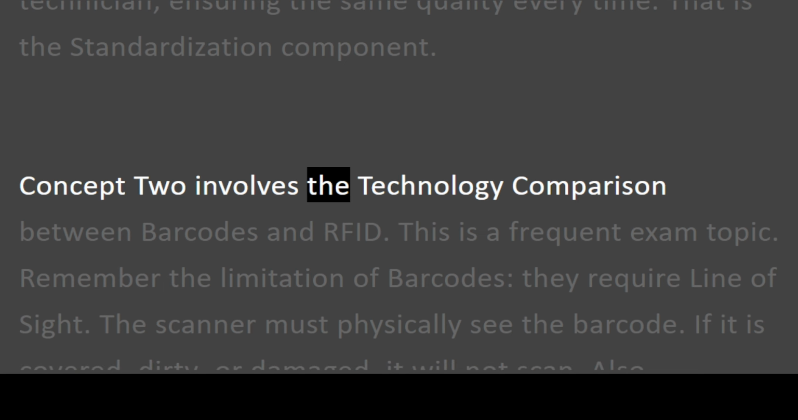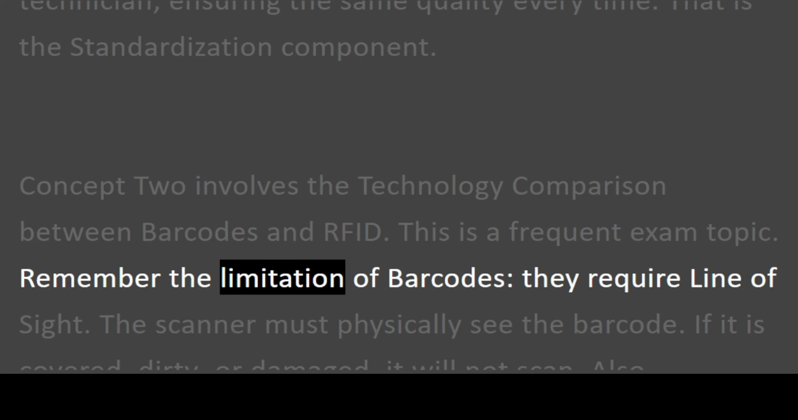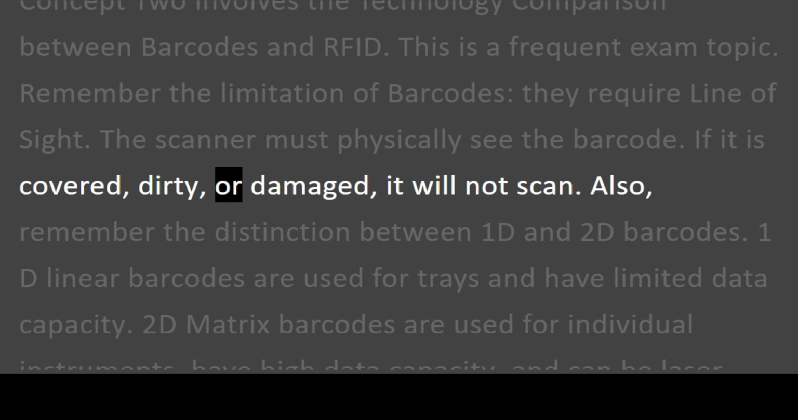Concept 2 involves the technology comparison between barcodes and RFID. This is a frequent exam topic. Remember the limitation of barcodes, they require line of sight. The scanner must physically see the barcode. If it is covered, dirty, or damaged, it will not scan.